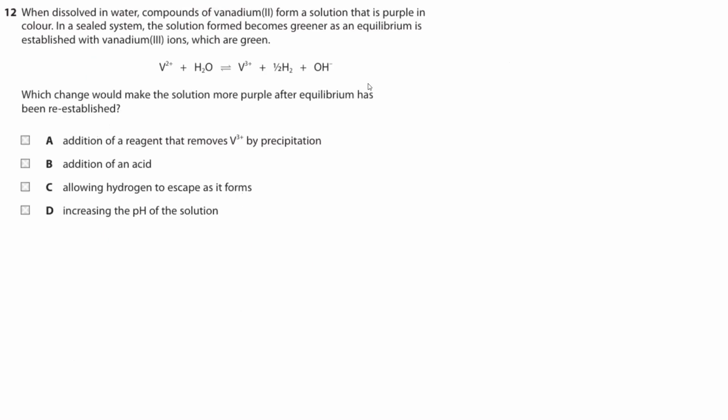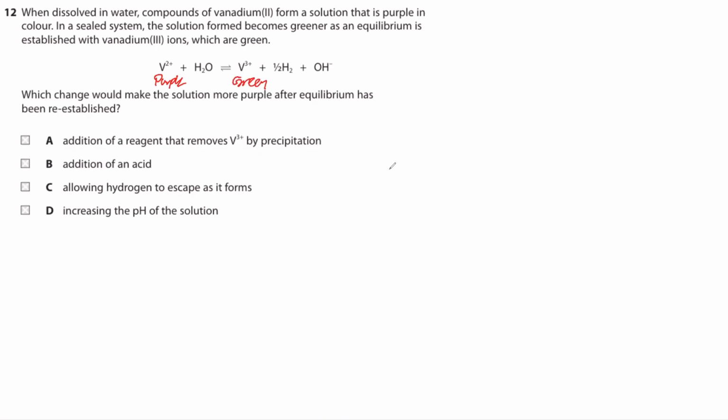Question number 12. When dissolved in water, compounds of vanadium-2 form a solution that is purple in color. Okay, vanadium-2, let's assume is purple. In a sealed system, the solution formed becomes green as the equilibrium is established with vanadium-3 ions, which are green. So we know that this is purple, this is green, and there's the equilibrium.